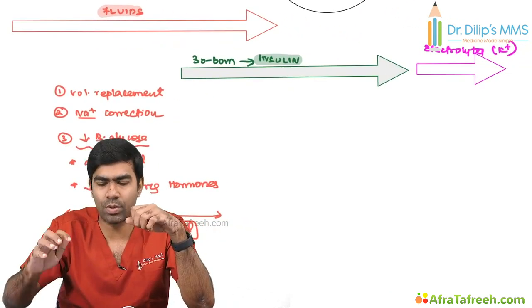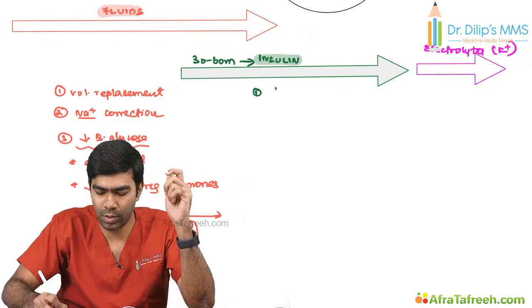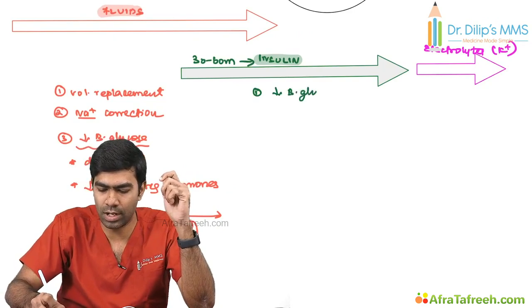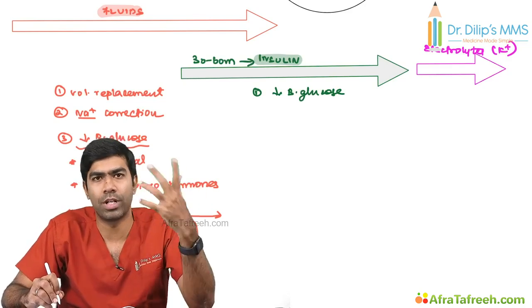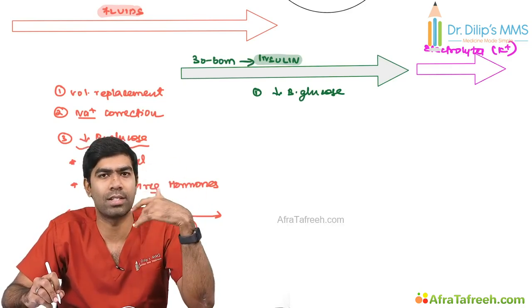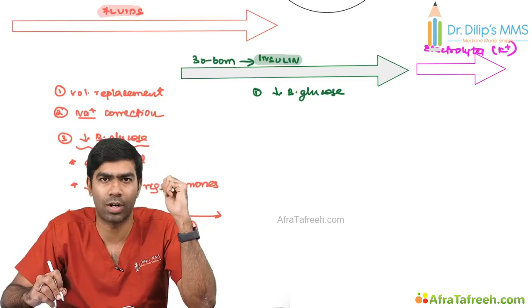So what is insulin therapy going to do? What are the effects of giving insulin? Number one, obviously they are going to reduce the blood glucose. There's no doubt about that, by suppressing gluconeogenesis, and at the same time by pushing the glucose into the cells. It's going to increase the cellular uptake of glucose by increasing the translocation of the GLUT4 transporters.